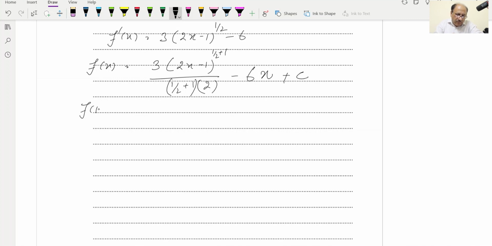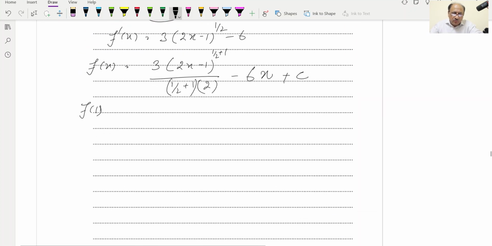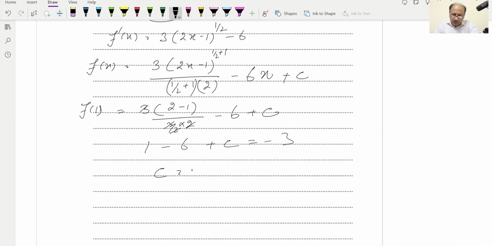Now we can use f of 1, which is provided. F of 1 is given as minus 3, so f of 1 is 3 into (2 minus 1) over 3 by 2 into 2, minus 6 plus c. The 2 cancels, the 3 cancels, so this will be 1 minus 6 plus c, which is equal to minus 3 as given. So c will be minus 3, and minus 5 goes to the other side so it becomes plus 5, which is equal to 2.